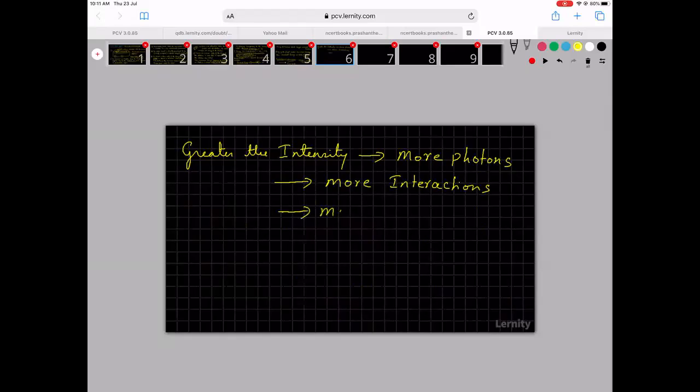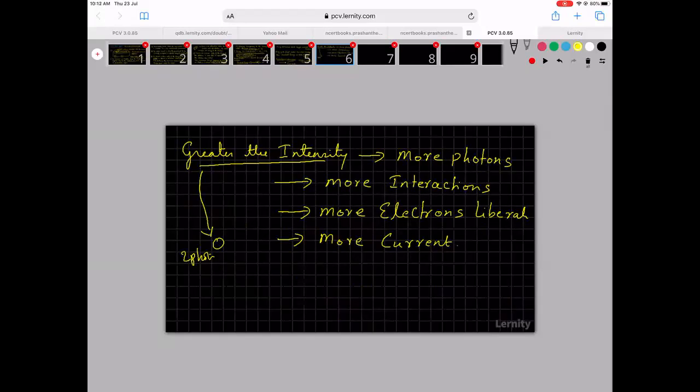So more electrons liberated. So more photoelectric current. If light was a wave, then when you put greater intensity, an electron could have absorbed two photons.